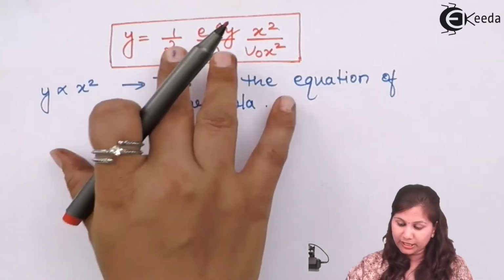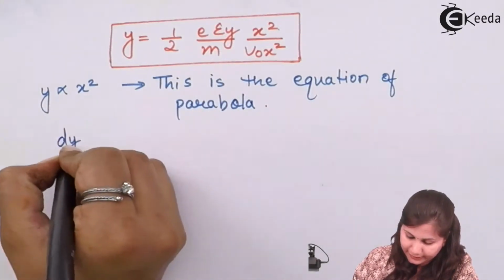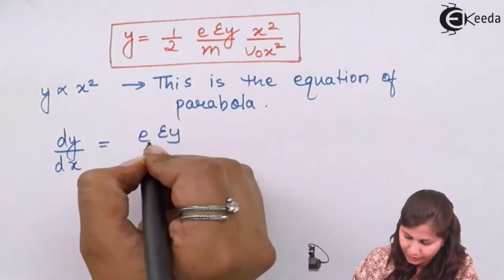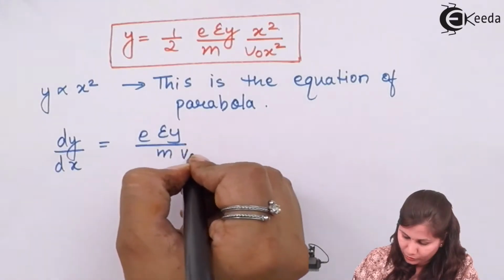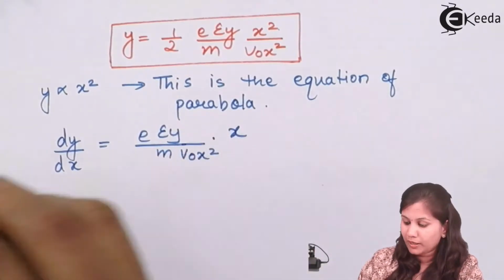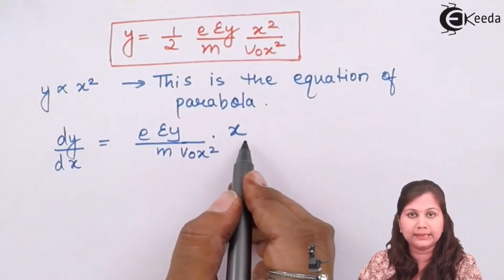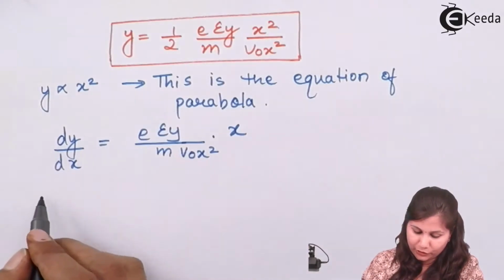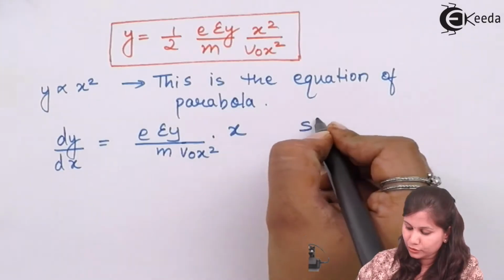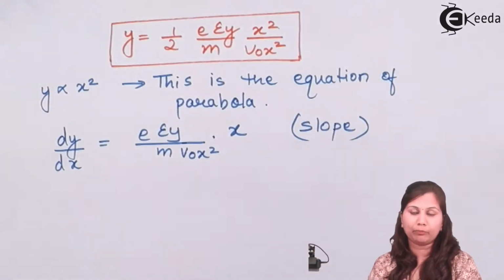Now when we differentiate this equation with respect to x, we will get dy by dx is equal to e E_y by m V_ox square into x. We will get 2x, so 2 and 2 will be cancelled, we will have simple x. So this is the equation for dy by dx, or we can say it is the slope of this parabola at any point x.